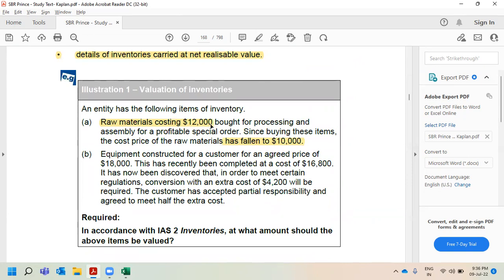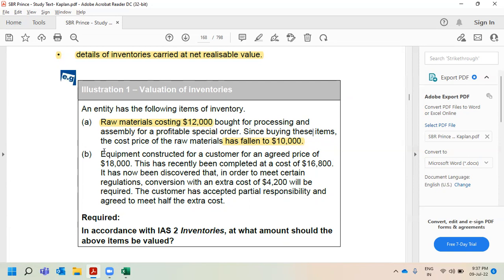12,000 is my cost, and my NRV will be 10,000, because if I sell it, the value we expect to receive is 10,000 only. So what is my lower of cost and NRV? This NRV is lower than the cost, so we have valued this inventory at $10,000.